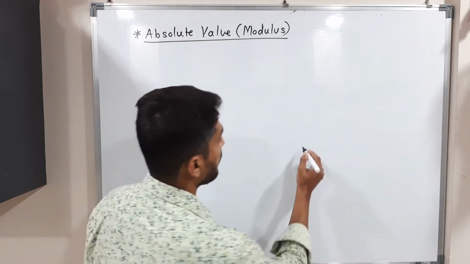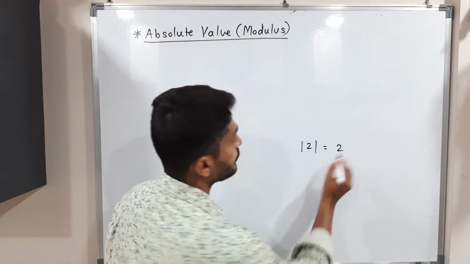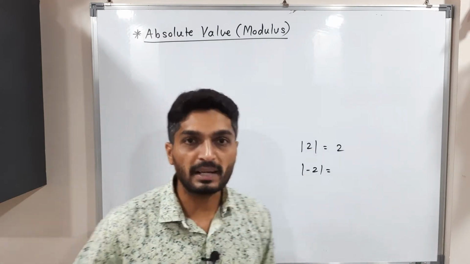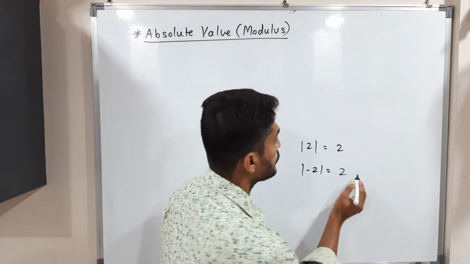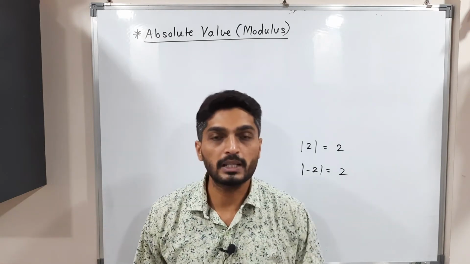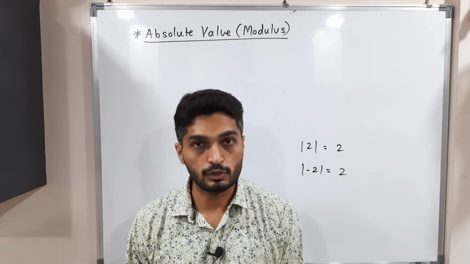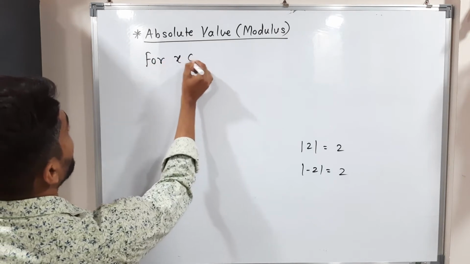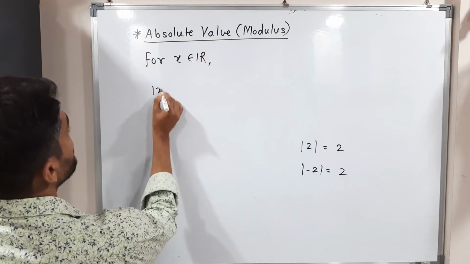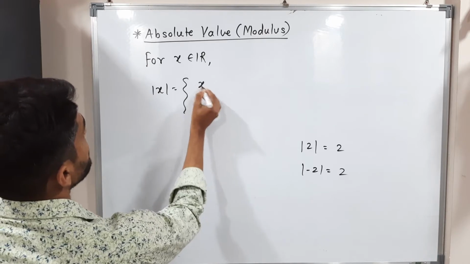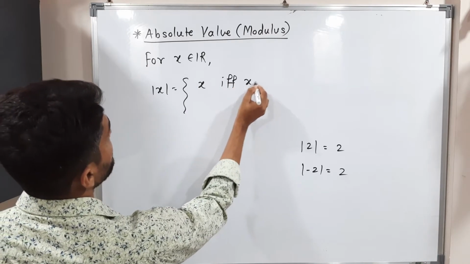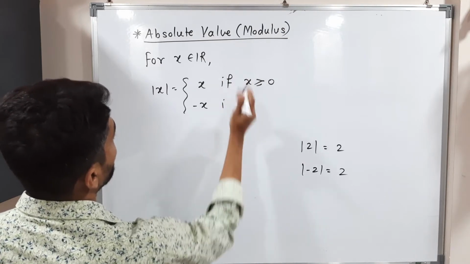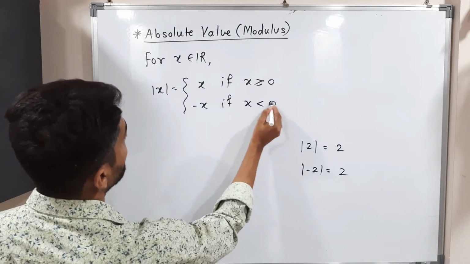For example, if I ask you the value of mod 2, you will say 2, but if I ask for mod minus 2, you will remove that minus sign and write 2. So this is your definition, but let us see what the actual definition of modulus is. Modulus is defined in this way: if you have any real number x, then its modulus is equal to x if x is greater than or equal to 0, and it is minus x if x is less than 0.